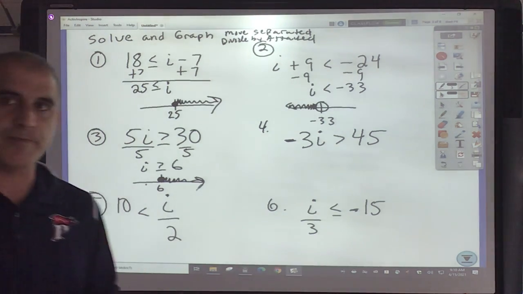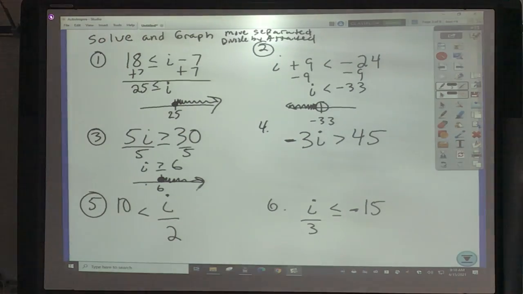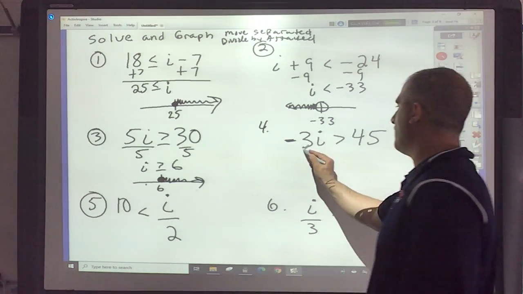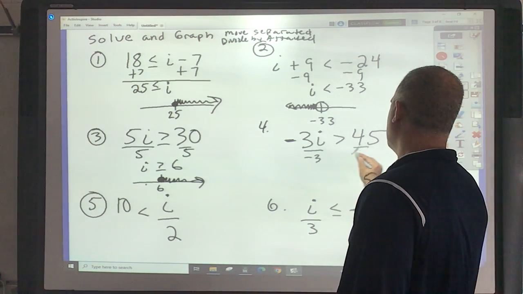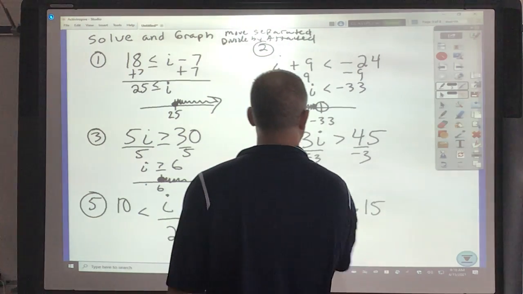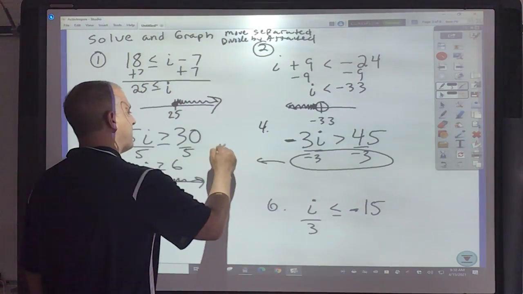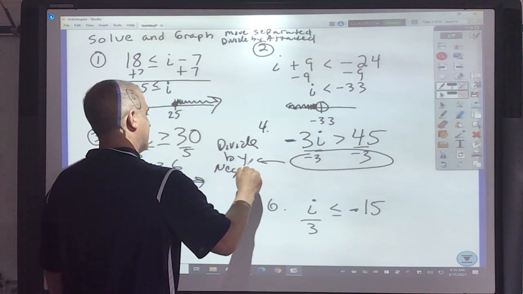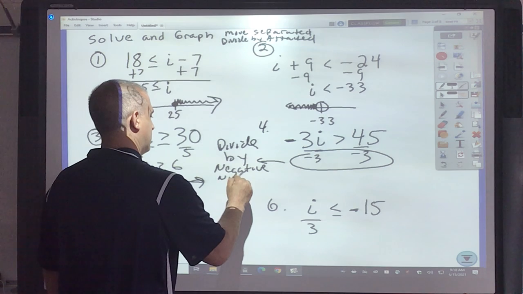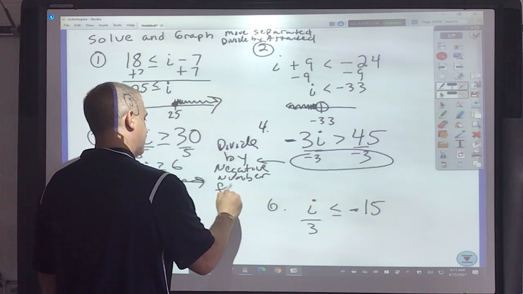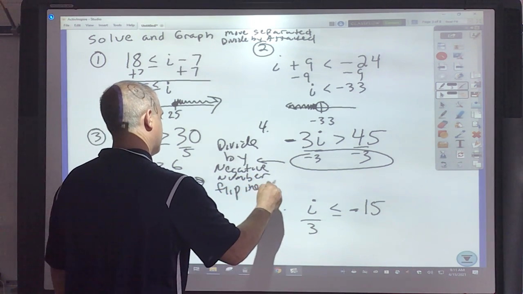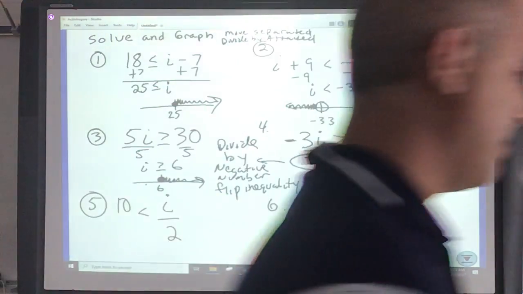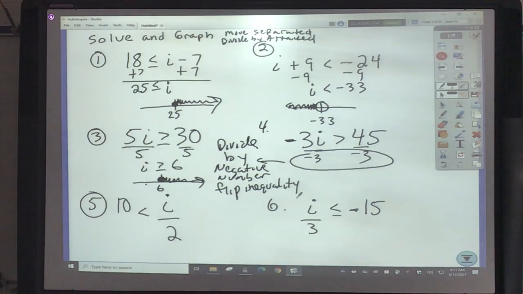Now, here's the big thing. This next part is very important. In this case, because it's attached, I would divide by a negative 3. Divide by a negative 3. This is something I want you to write down. When you divide by a negative number, flip the inequality. When you divide by a negative number, you have to flip the inequality.